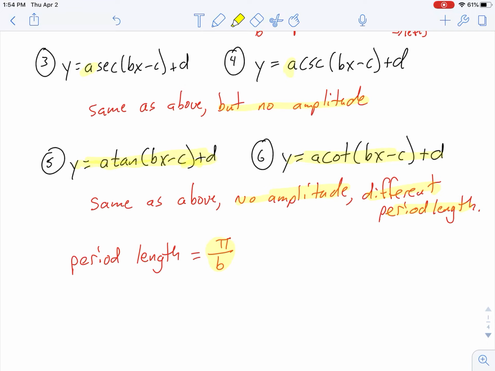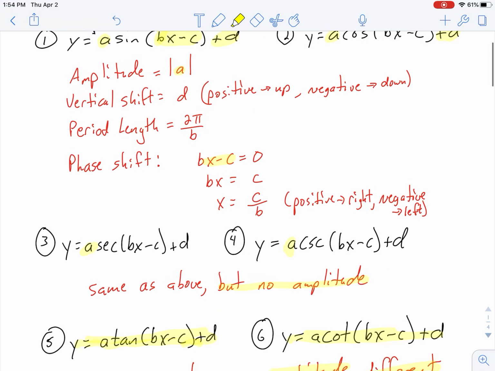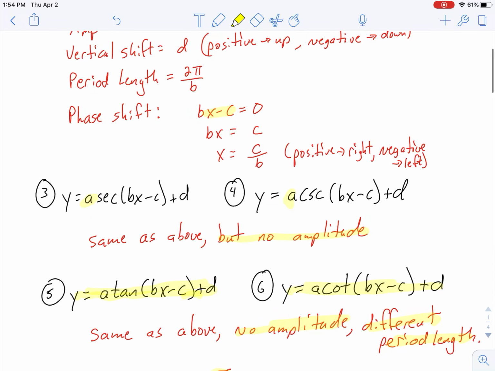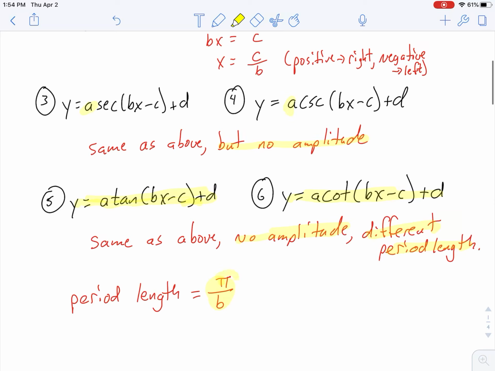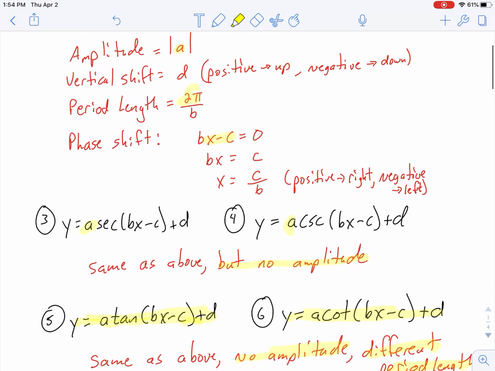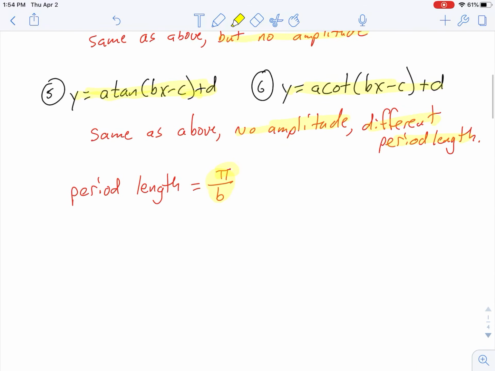The periodic nature, or the repetitive pattern, of tangent and cotangent repeats twice as often as sine and cosine. So it has half the period length. Obviously pi is half as big as 2 pi. I'm kind of getting into theory here, not that important. Just make sure that when you do tangent or cotangent problems, when you get to the period length part, you're doing pi divided by b instead of 2 pi divided by b.